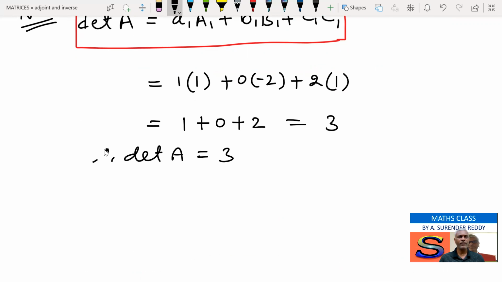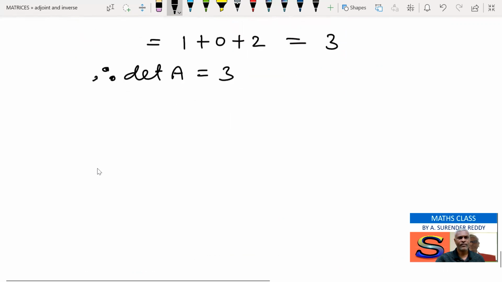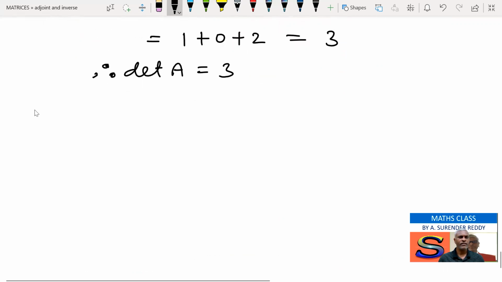Remember, determinant is a scalar. ఇది ఒక సంఖ్య. Now we want inverse.